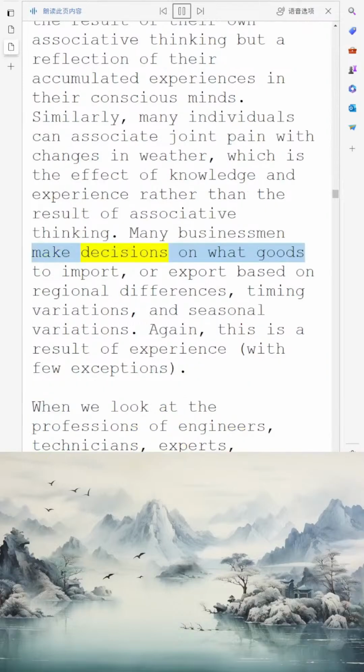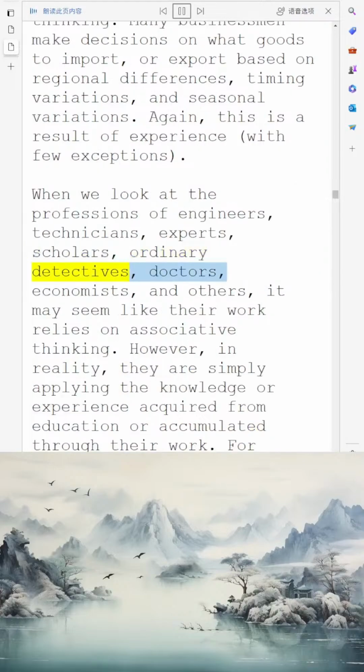Many businessmen make decisions on what goods to import or export based on regional differences, timing variations, and seasonal variations. Again, this is a result of experience, with few exceptions. When we look at the professions of engineers, technicians, experts, scholars, ordinary detectives, doctors, economists, and others, it may seem like their work relies on associative thinking. However, in reality, they are simply applying the knowledge or experience acquired from education or accumulated through their work.